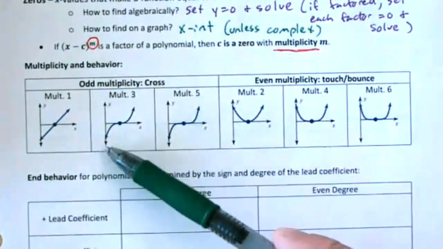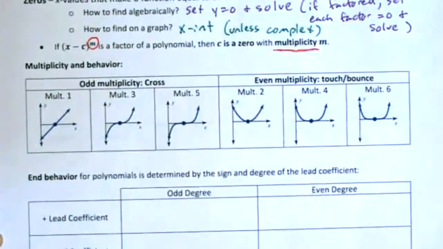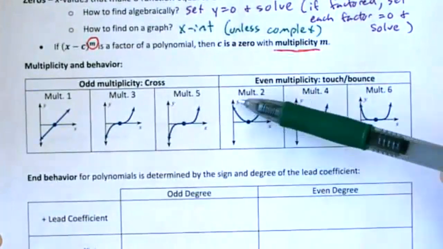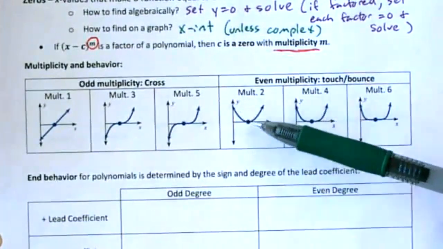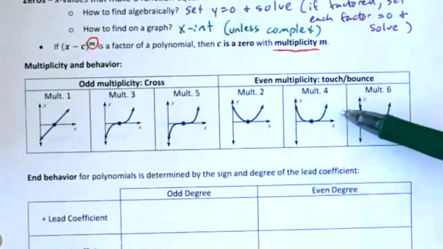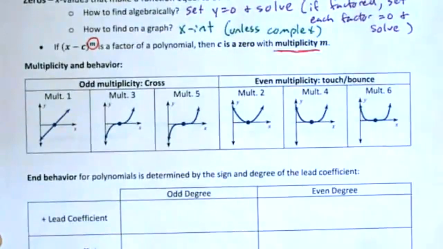Now, sometimes it does a little, what do we call this? A little swoop while it does it. But it is still crossing from one side to the other. On the other hand, if your graph goes right up to the x-axis, hits it, and then bounces off of it without crossing over, that we call bounce or touch, and that happens when you have even multiplicity.